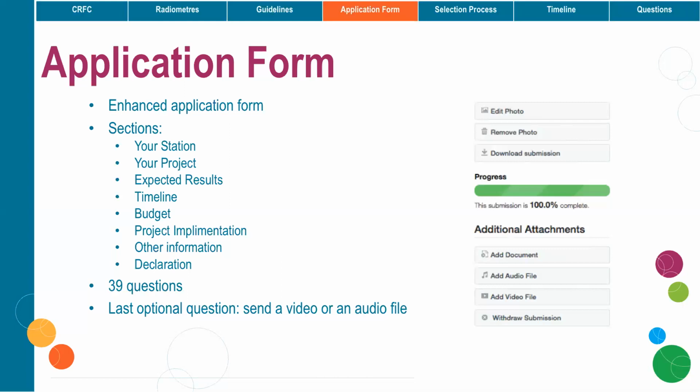And one last thing before we go on, there's an optional question this year. You can send us a video or an audio file. We know that you guys are radio people and that sometimes you're more comfortable explaining your project than writing about it. So you can just log into the platform, and under your logo where there's your progress bar, under it there's the add an audio file or add a video file. So you can upload your file over there. And for this year, this question won't be evaluated, but make sure that this file will be sent to the selection committee.